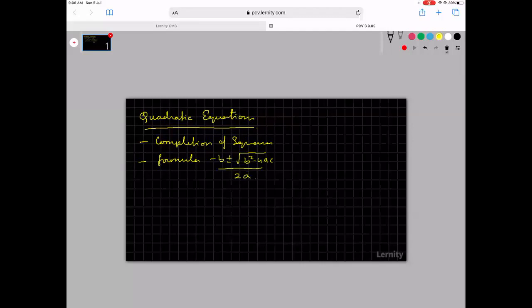possibilities. That is, if b squared minus 4ac is less than 0, that is, if the discriminant is less than 0, we get imaginary roots. We say that the roots don't exist. Then if b squared minus 4ac is equal to 0, you will get real rational roots which are equal.